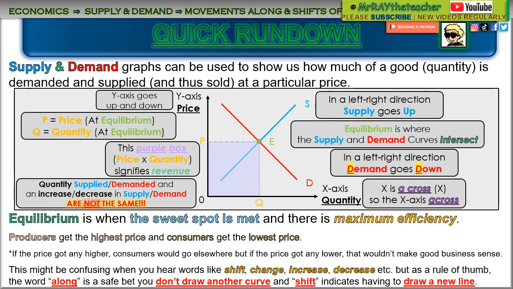Quantity supplied and demanded, and an increase or decrease in supply and demand, are not the same. And if that's the only thing you take away today, that's pretty much it. It is mucho importante.